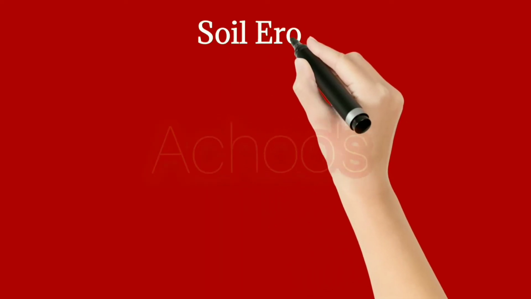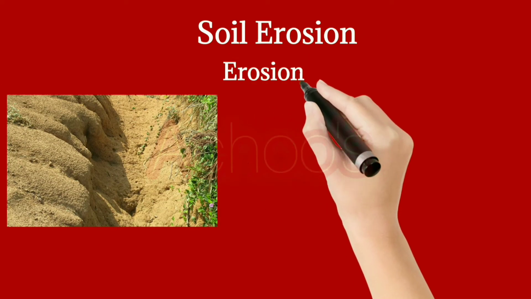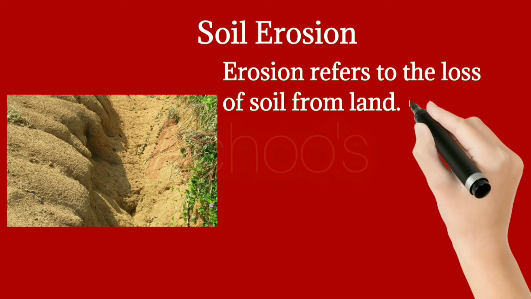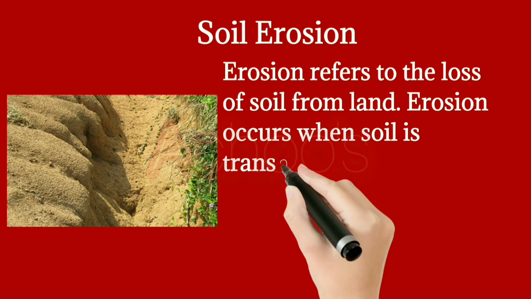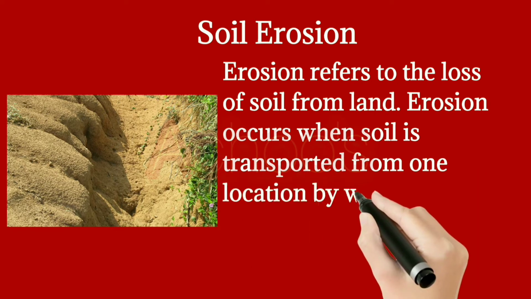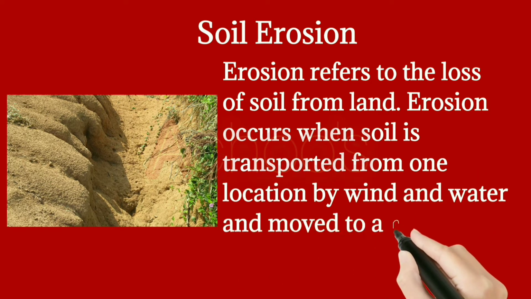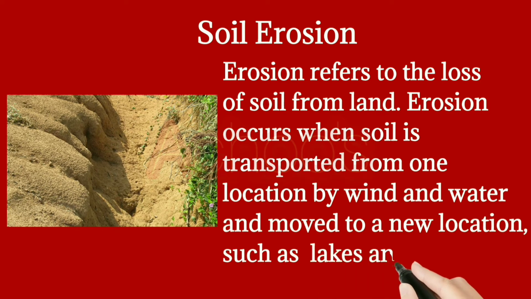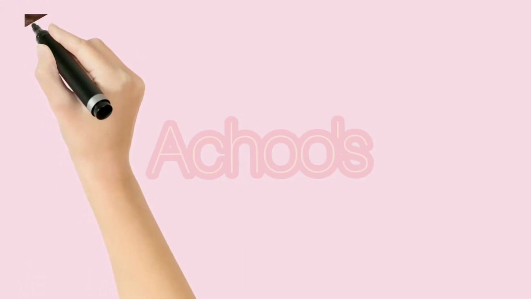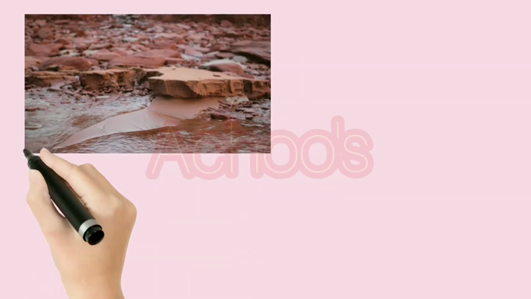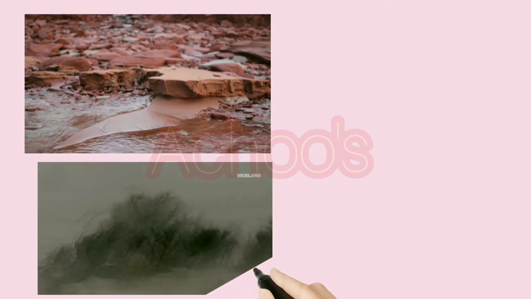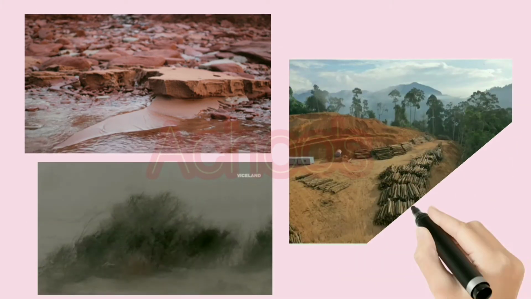So then what is soil erosion? Here the word erosion refers to the loss of soil from land, which means erosion occurs when soil is transported from one location by wind and water and moved to a new location such as lakes and rivers. The topsoil is often washed away by running water or carried away by strong winds. The removal of the fertile topsoil by running water, wind, or human activities is called soil erosion.